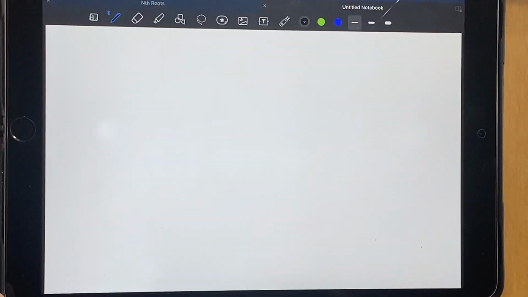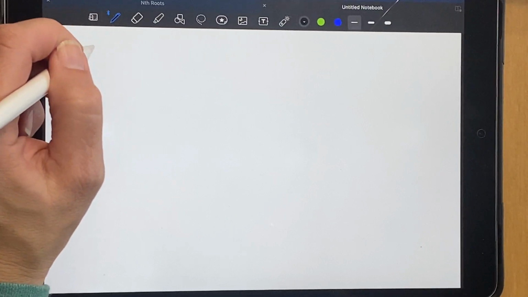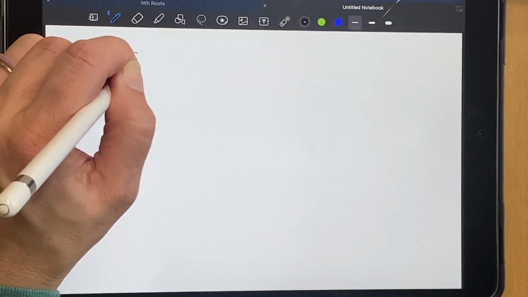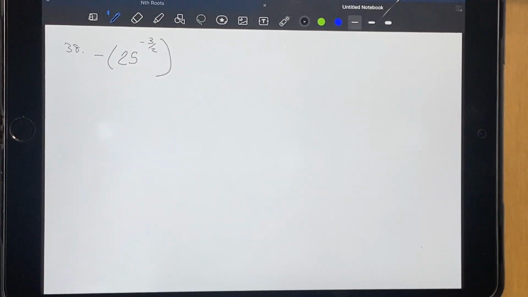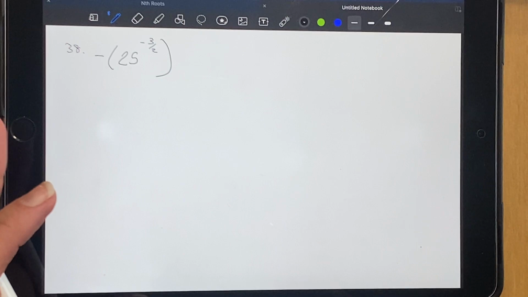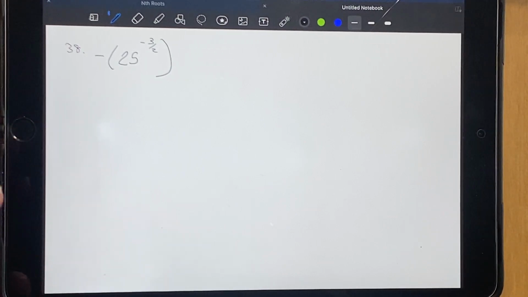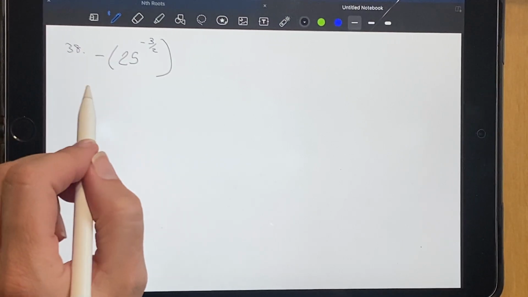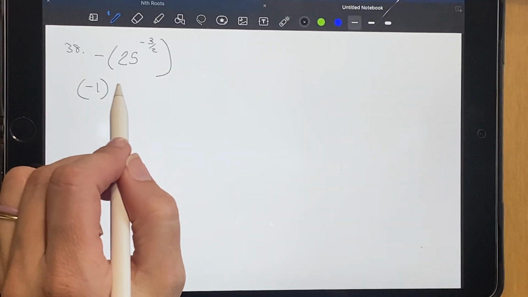Okay, let's work out number 38. Number 38 says negative 25 to the negative 3/2. Okay, so before we get super complicated and freak out saying that's a whole lot of numbers, we're going to take it through the steps that we know initially. So first, this negative on the outside is the same as negative 1. So I'm not going to deal with it right now.